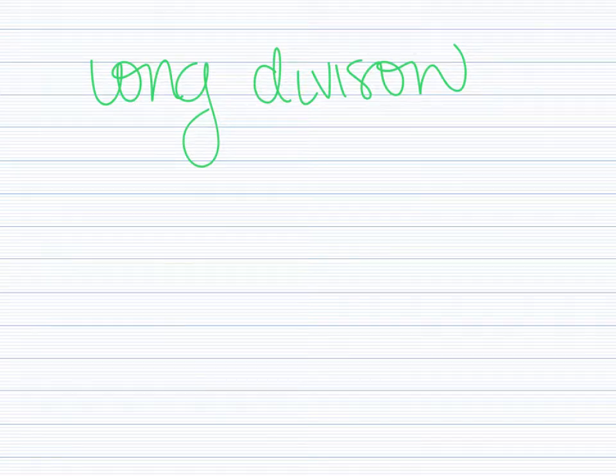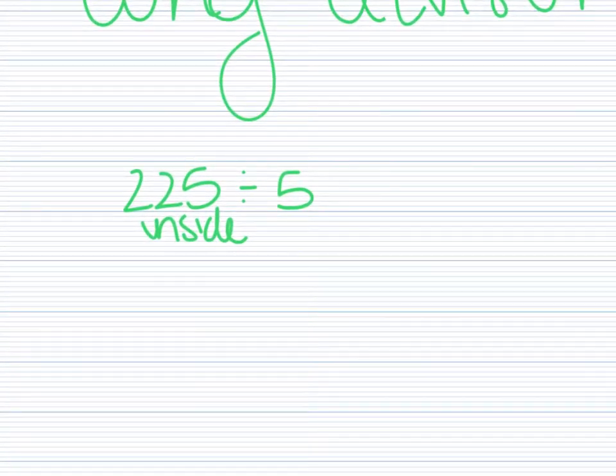All right, so we're going to be talking about long division, and this is just going to be with whole numbers, not with decimals. So say I have 225 divided by 5. This is going to go on my inside, okay? I have a house. This will always go on the inside of the house. 5 is going to go on the outside, okay?